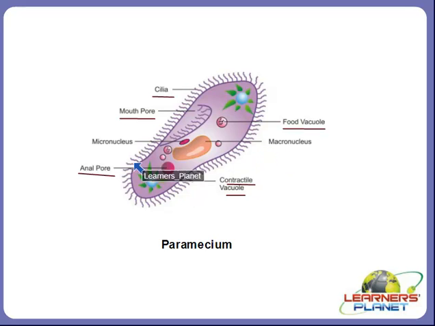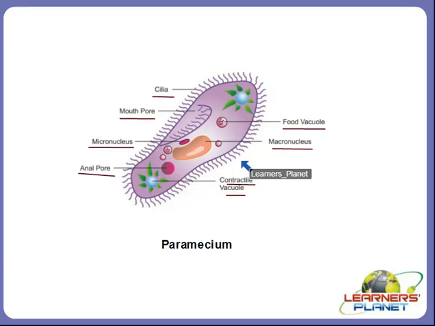Further, there is another part here, the macronucleus and micronucleus. So the nucleus, we know, is the brain of the cell. They enclose the genetic information inside. And this is the special characteristic of Paramecium, that there are two nuclear parts in a single organism.